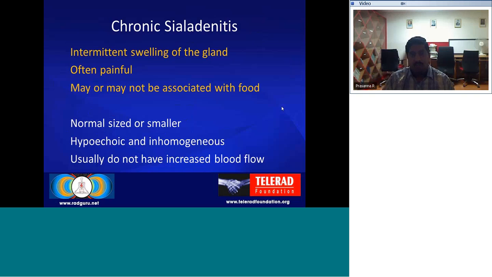So the difference between acute and chronic sialadenitis is that the gland may be normal in size or smaller, and the echo texture would be hypoechoic and inhomogeneous. And typically we see that the blood flow is not increased. It's not hypervascular as we see in the acute stage.